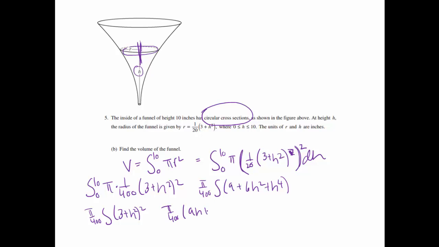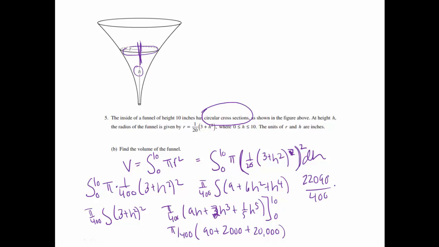times (9h plus 2h to the 3rd plus 1/5 h to the 5th). Now I get to evaluate it at 0 and 10. So I'll get pi over 400. If I plug in 10, I'll get 90 plus 2,000 plus 20,000. And then just adding those together, I'm going to get 22,090 over 400 pi.